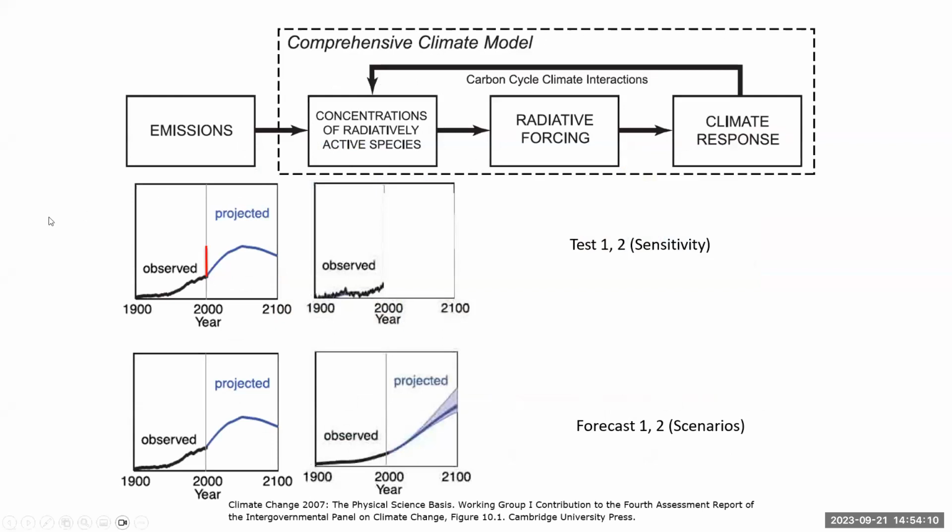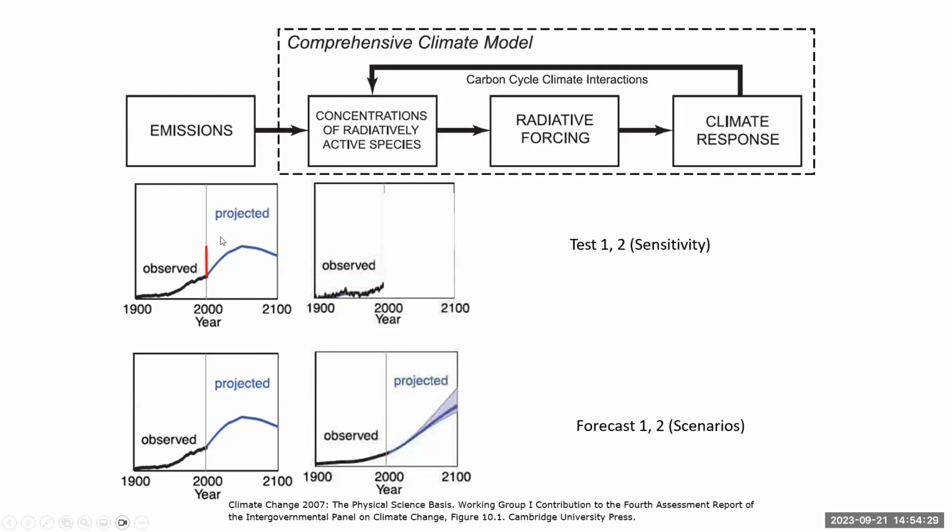So emission actually is the starting point. Emissions, we talk about concentrations of radiatively active species. When we talk about the comprehensive climate model, the carbon cycle climate interactions basically are factored in here. So radiative forcing and climate response. That actually is a cycle which goes on here.